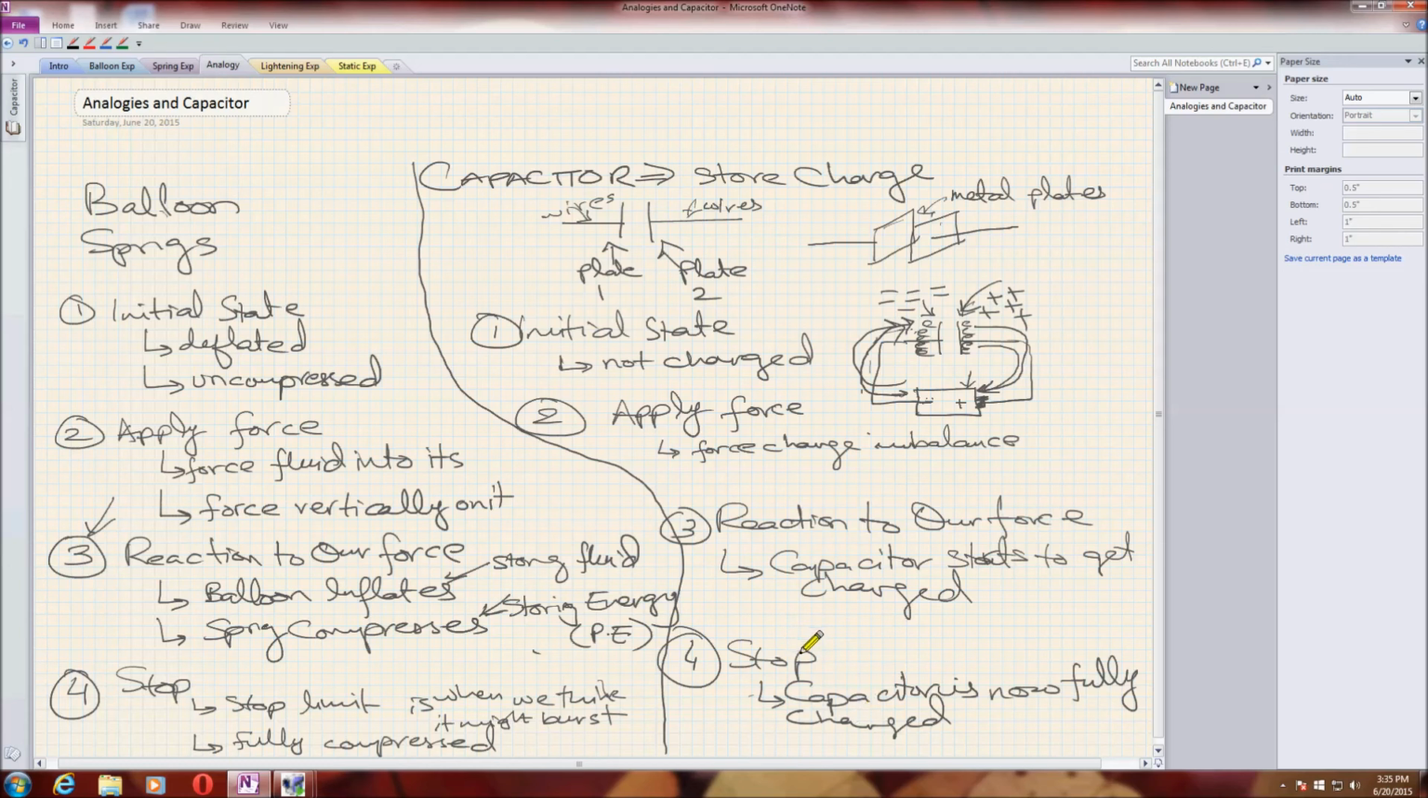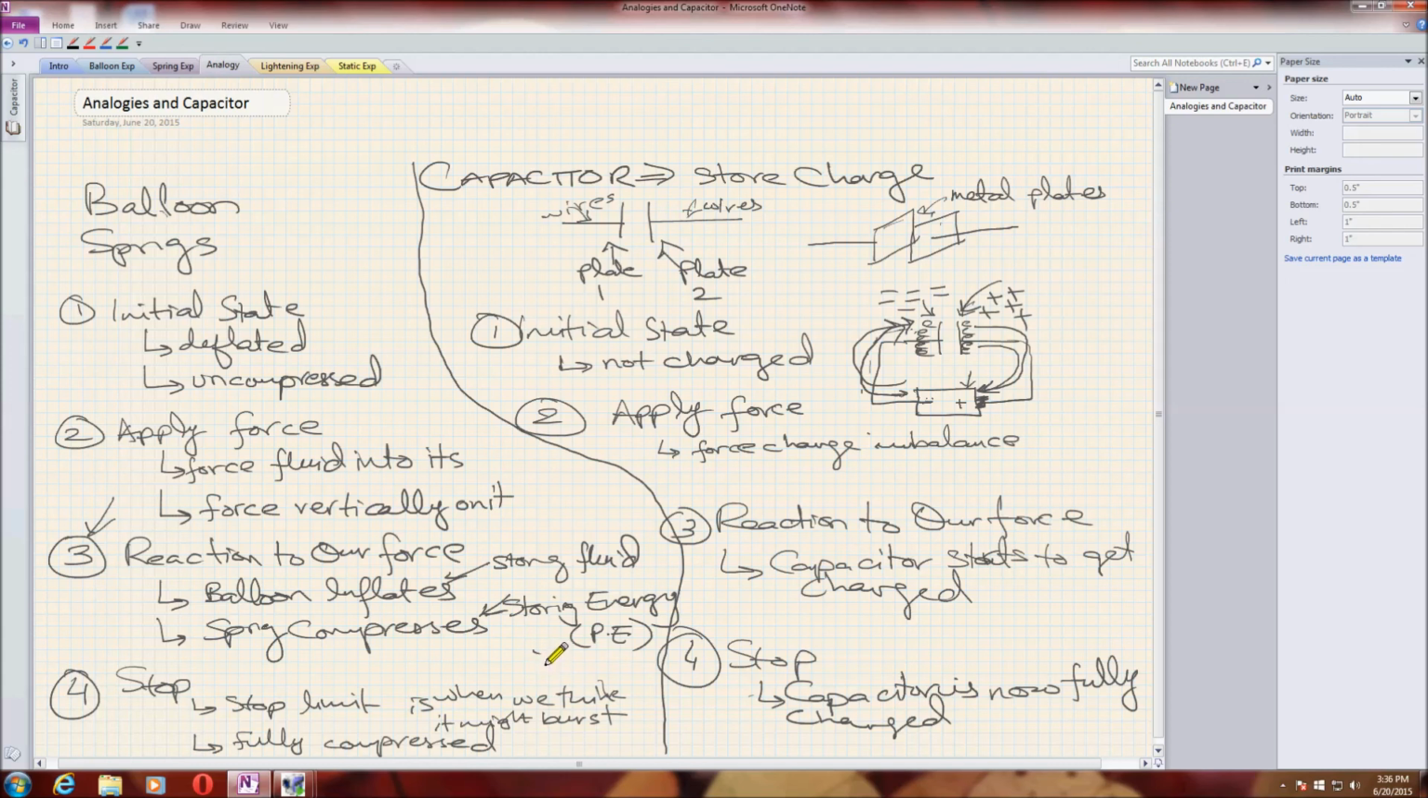Or what if we want to discharge this capacitor? In the case of the spring or the balloon, we will let the balloon go and the air or fluid will come rushing out. Or with the spring, we will just remove the force and the spring will pop right back up. But with the capacitor, the awesome thing is that even if we remove the battery, which is the force, the charge remains on the plates. So that means that our capacitor is charged, and that's why they are so useful.